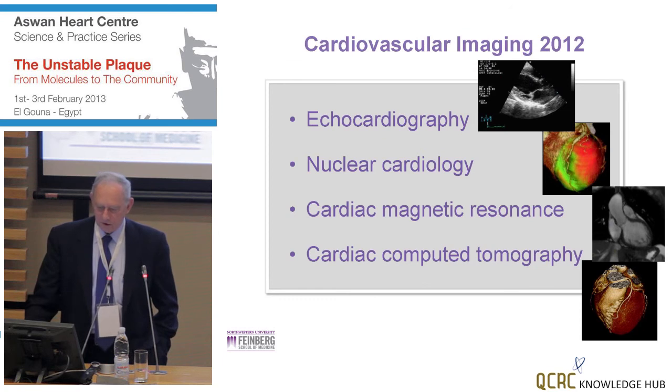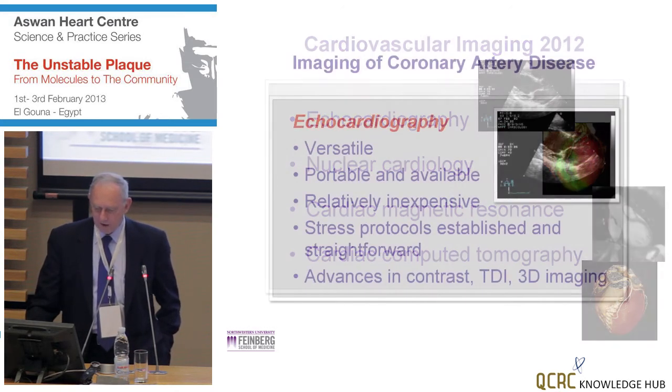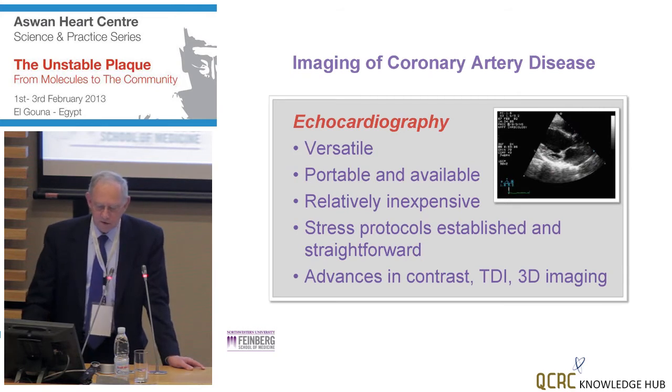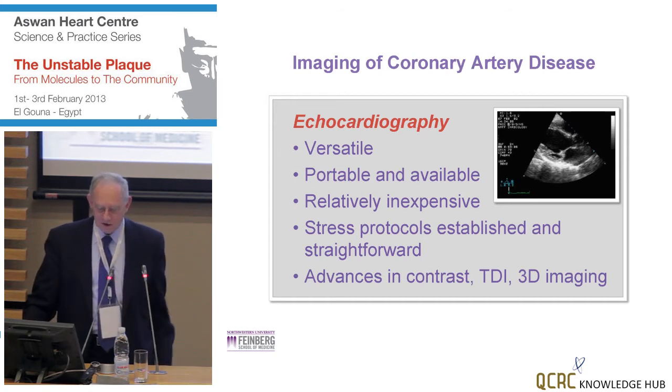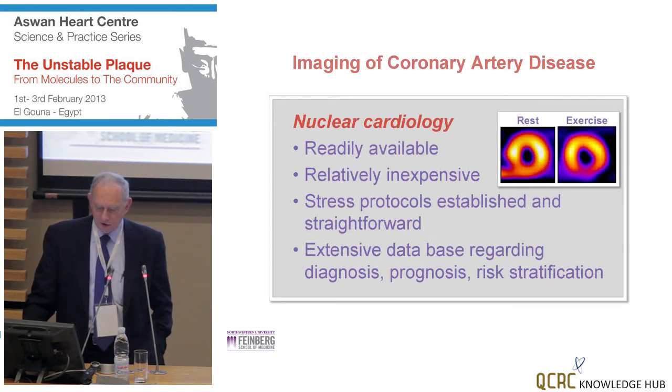So what do we do in the current era where we have non-invasive tests: echo, nuclear cardiology, MRI, cardiac CT? Echo gives us great usefulness not only for structural heart disease but also for coronary disease, because we can do stress imaging: portable, available, inexpensive, stress protocols established and straightforward. We have advances in myocardial contrast, tissue Doppler imaging, 3D imaging, things that you do every day in your own practice. Nuclear cardiology, also readily available, inexpensive.